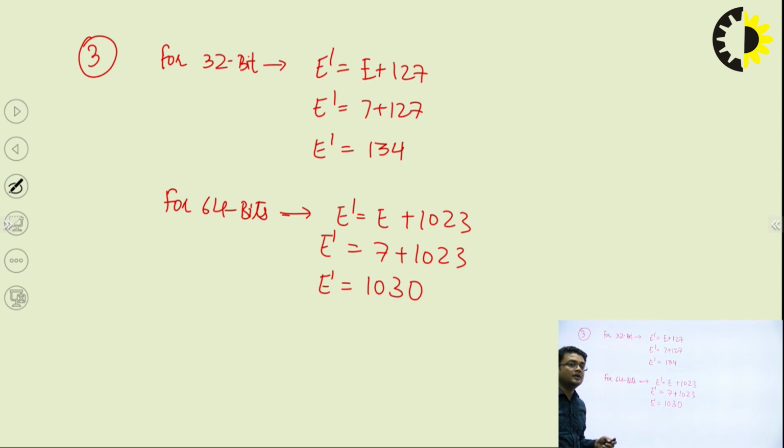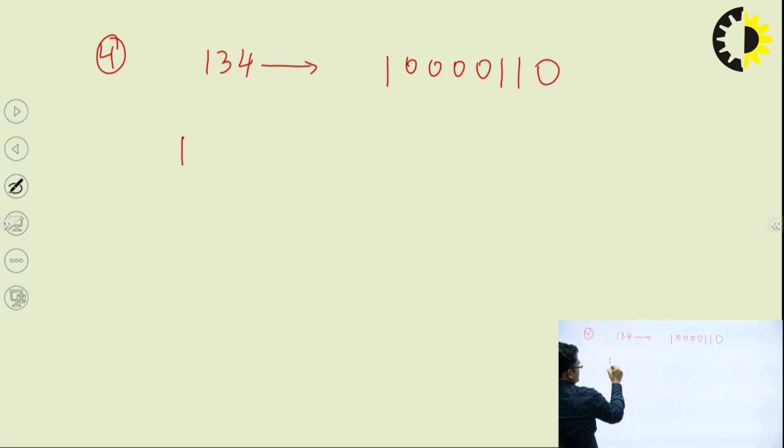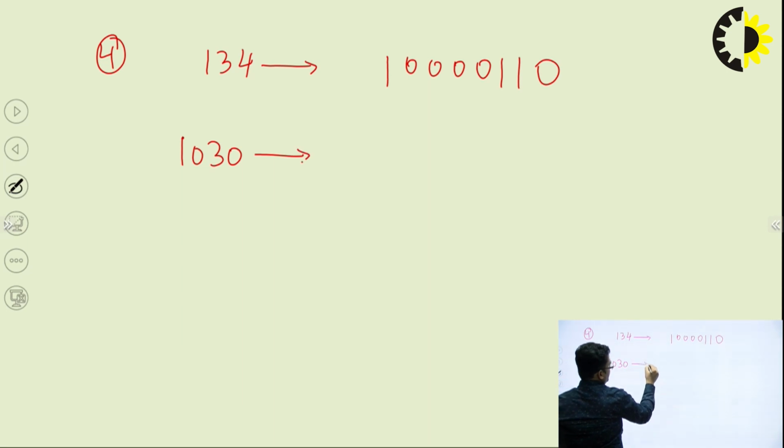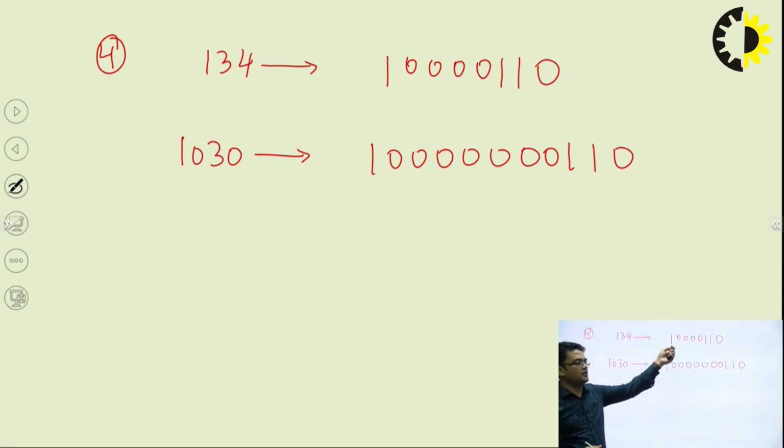Now what do I need to calculate? Correct. I need to convert these biased components into binary, for 134 and for 1030. So step number 4, I need to convert my biased component into binary form. For 134, we have this binary number 1000 0110, and for 1030 for 64 bit, the binary number is this. There is no need to write extra bits, because this is already in 8 bits and this is already in 11 bits. So now we have completed step 4.